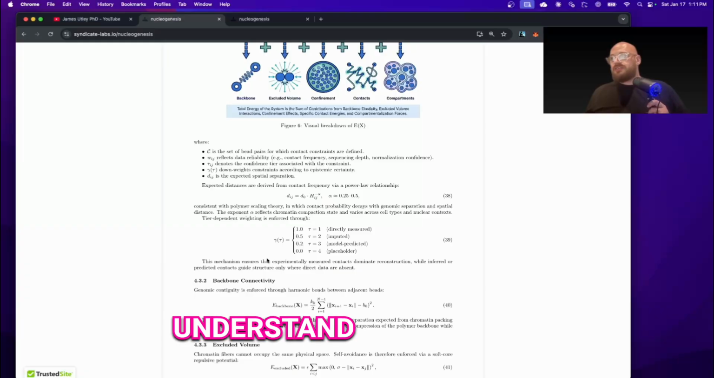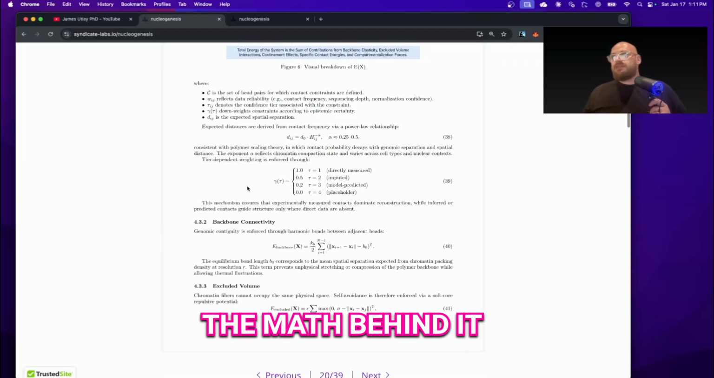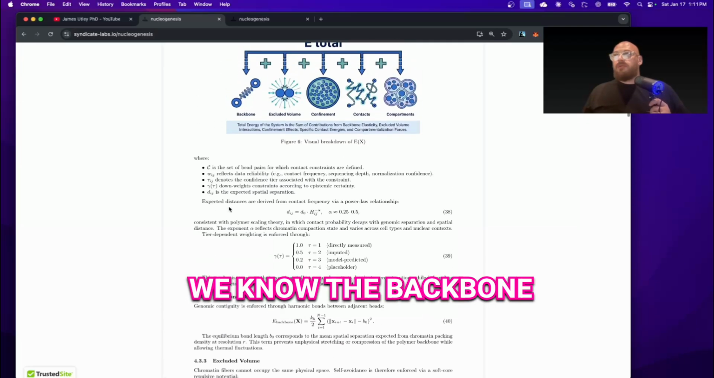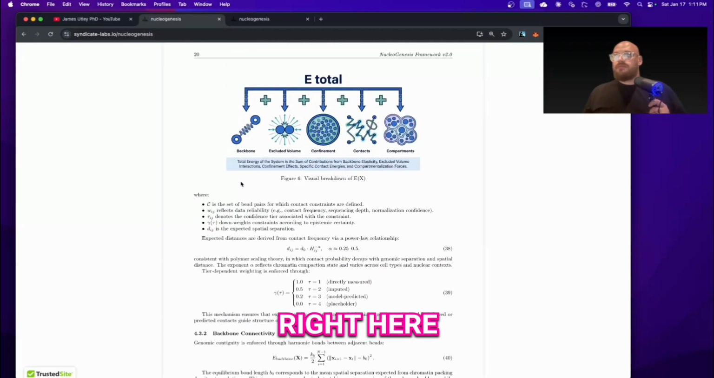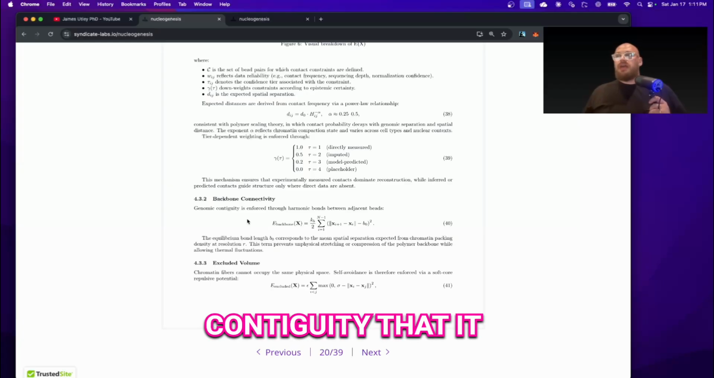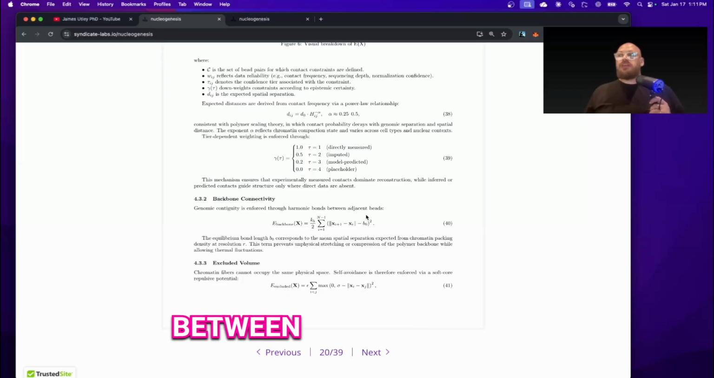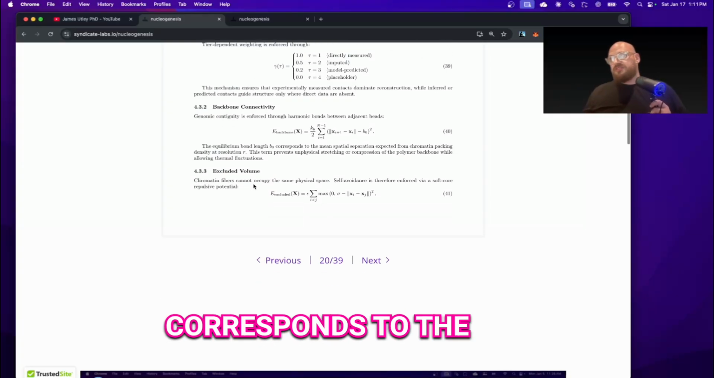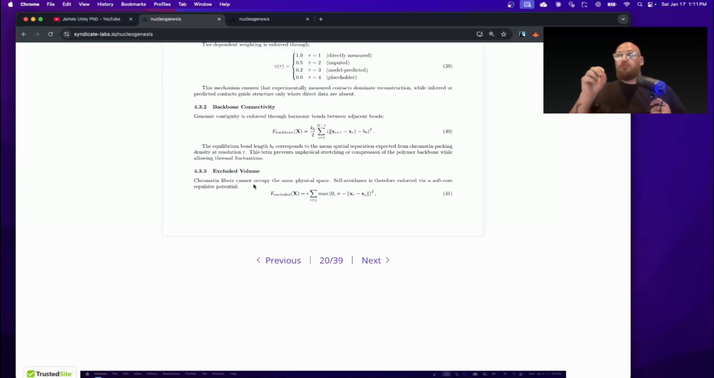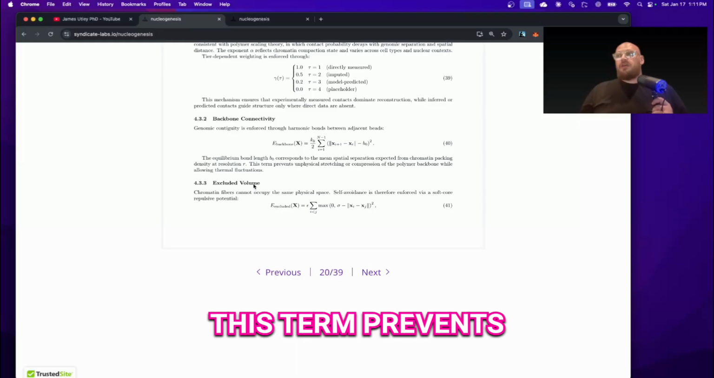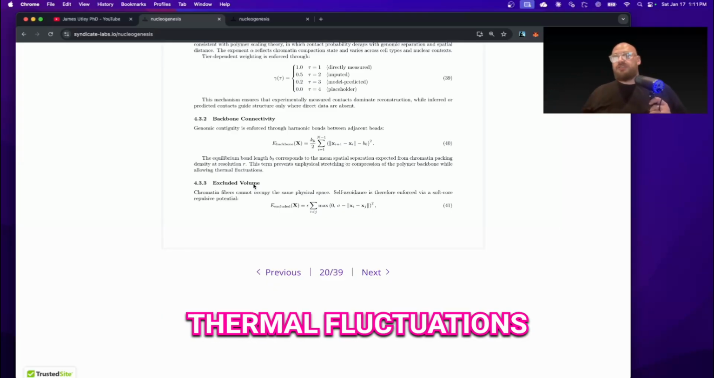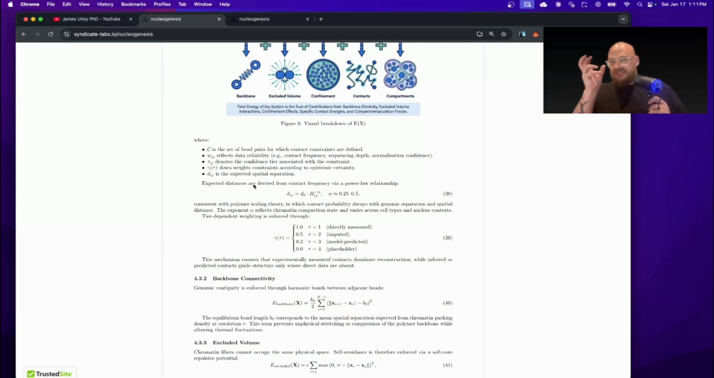So you can go through this and understand what the math behind it is, and some scaling theory. We know the backbone connectivity, starting right here, is a genomic contiguity that is enforced through harmonic bonds between adjacent beads. The equilibrium bond length, or b0, corresponds to the mean spatial separation expected from chromatin packing density at resolution. This term prevents physical stretching or compressing of the polymer backbone while allowing thermal fluctuations, right? So basically, it's one way to organize that nucleus in a 3D model.